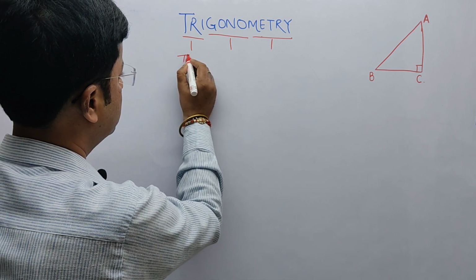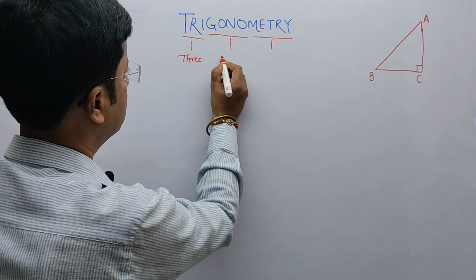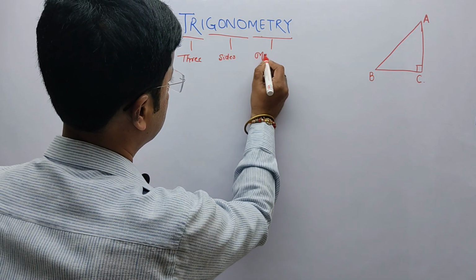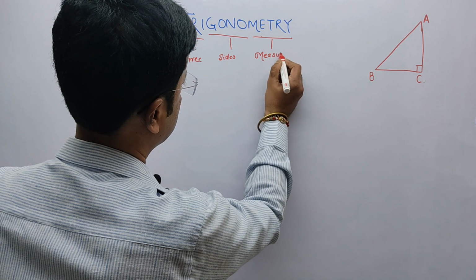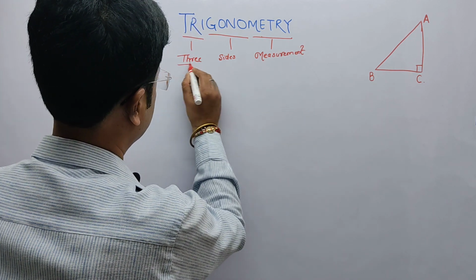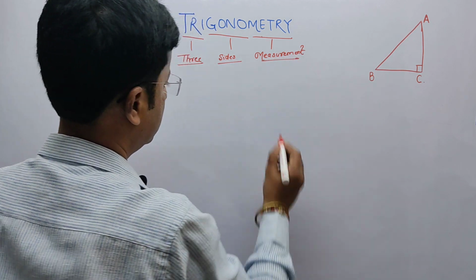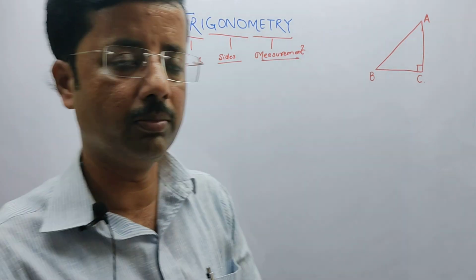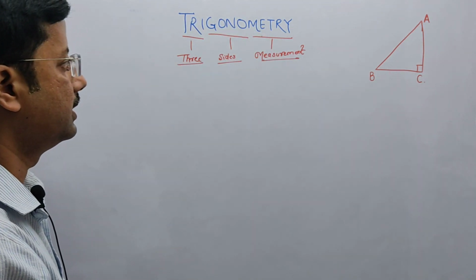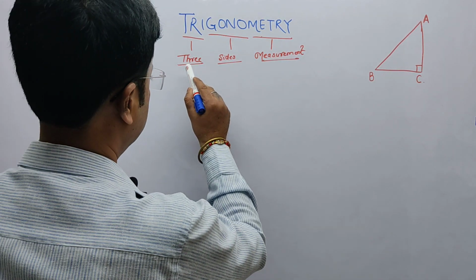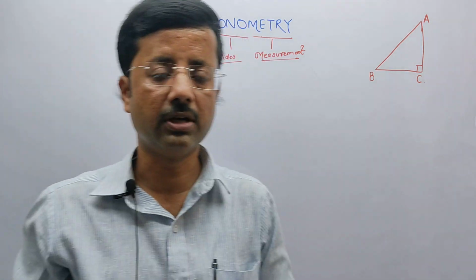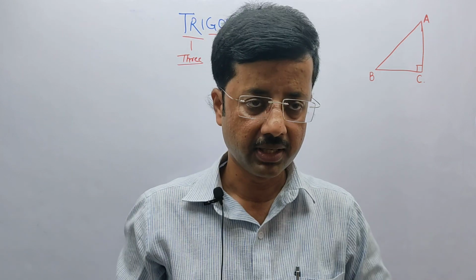So tri means three sides, and metry means measurement. So this is what trigonometry is, the measurements of the three sides of a triangle. This only we are studying in trigonometry. So measurement of three sides, what?